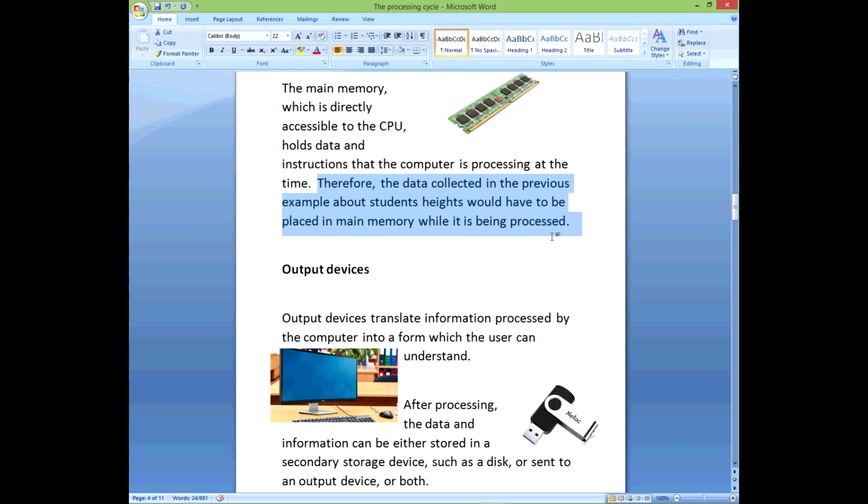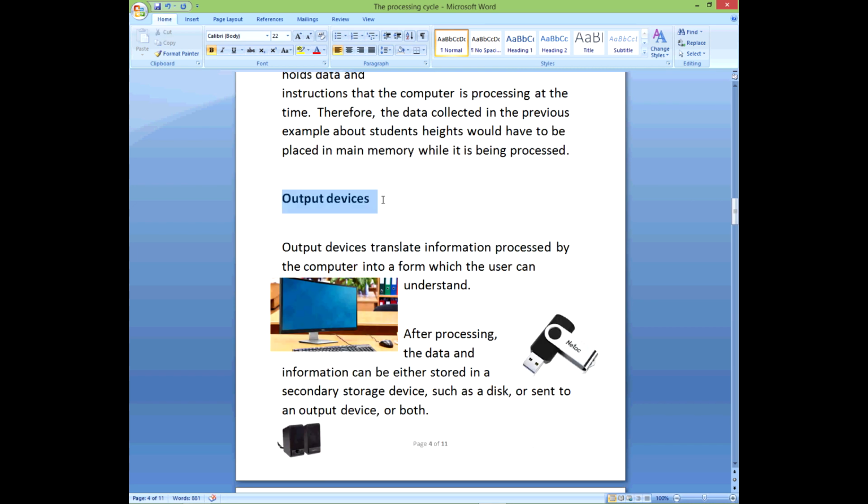When you enter the students' heights, you can then process the data by putting them in ascending order. Ascending means going up from smallest to largest, or you could put in descending order from largest to smallest. That's all that means.